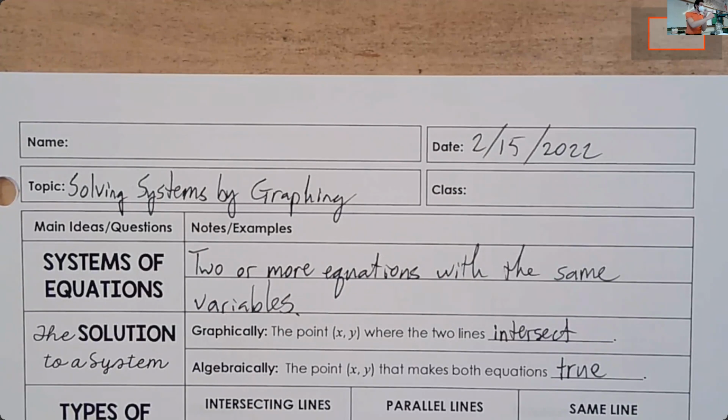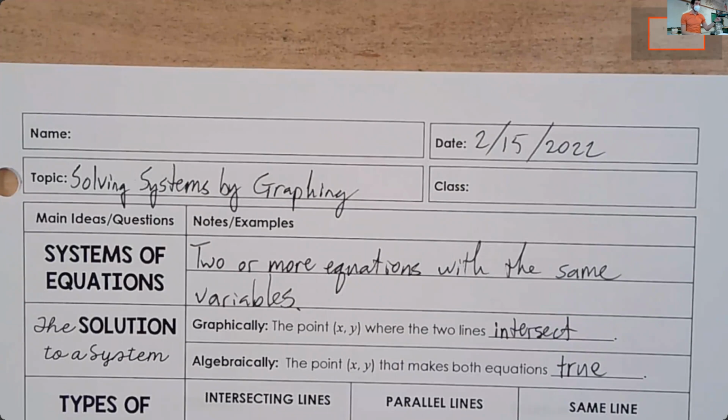So a system is simply two equations in the same problem. Those two equations today, we will be graphing to find out what the solution is. And the solution is where the two lines cross. That's what we're doing today.